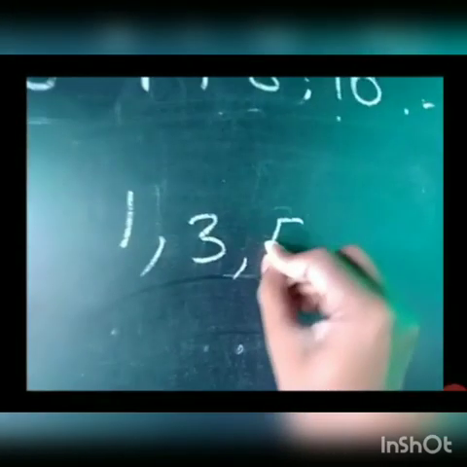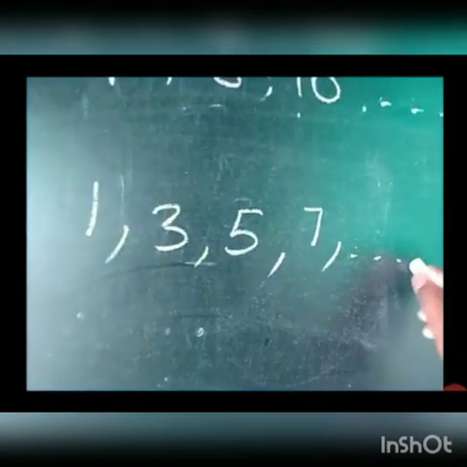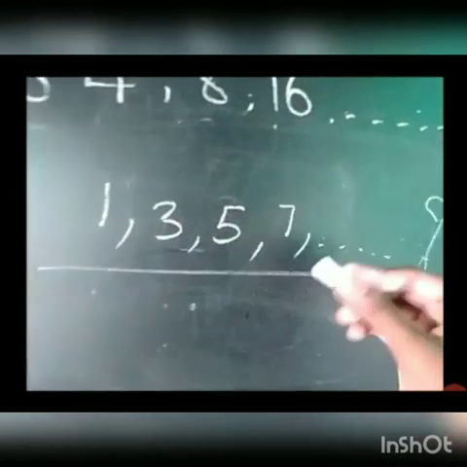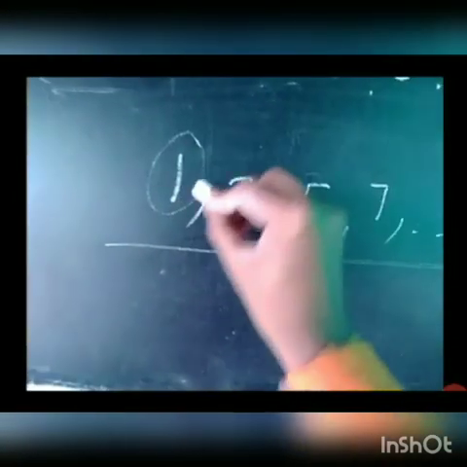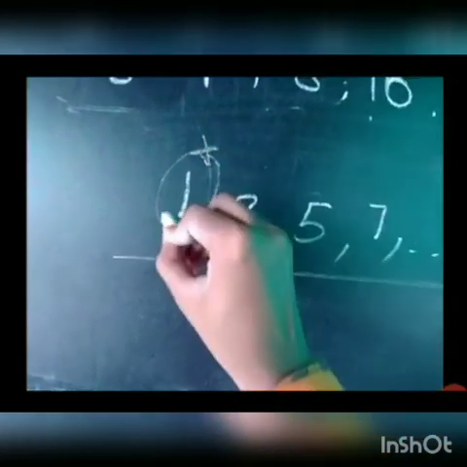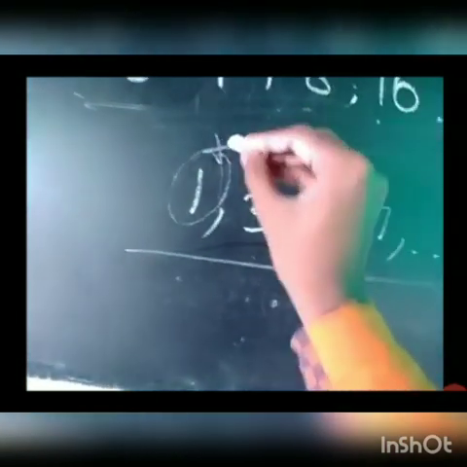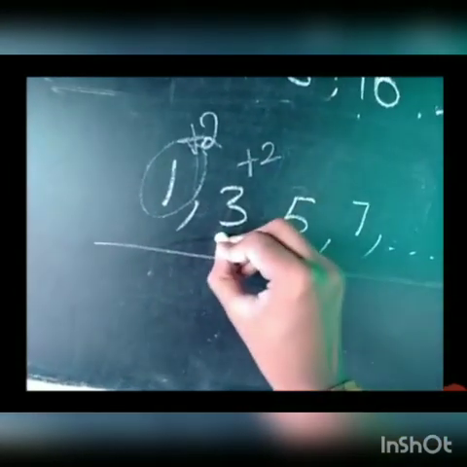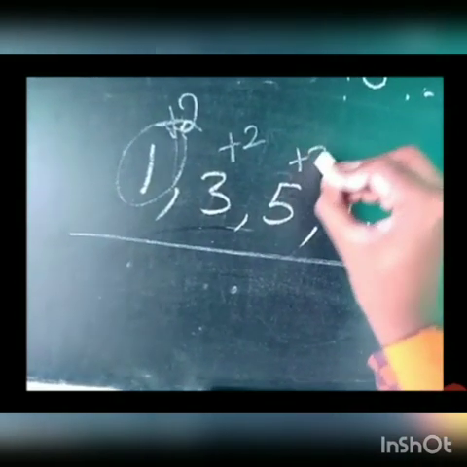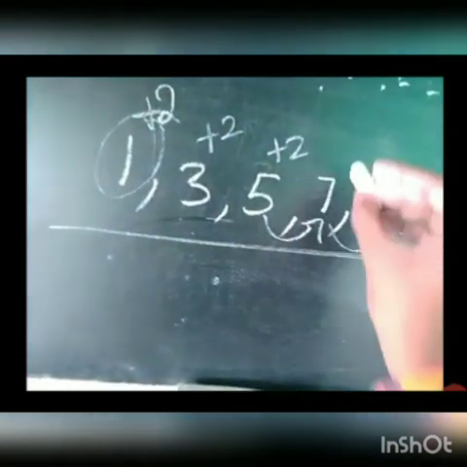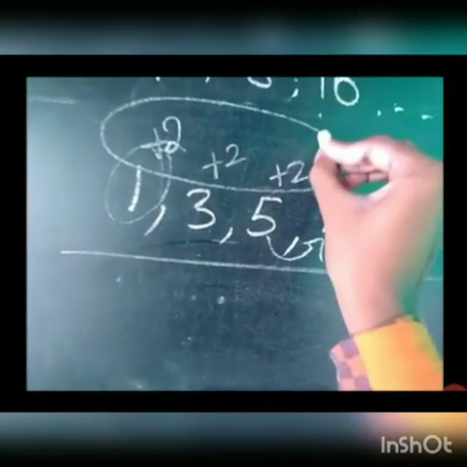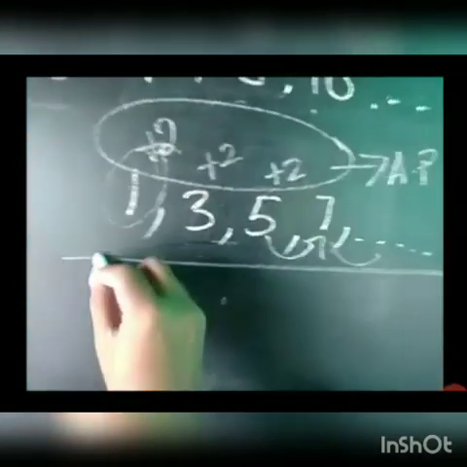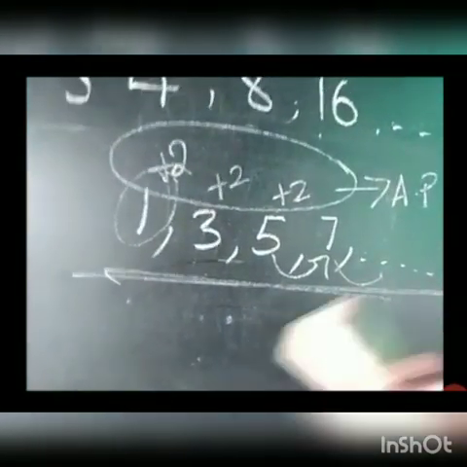For instance, I'm writing on the board 1, 3, 5, 7 and so on. If I ask you to check whether they form an AP or not, in an easy way we just check: if I add something to the first term, I get the second term. So if I add plus 2 to the first term, I get 3. Similarly, if I add plus 2 to the second term, I get the third term 5. Similarly, if I add plus 2, I get the consecutive terms. Since we are adding a fixed number, we can say it forms an AP. In this case, it is very easy to analyze whether it forms an AP or not.